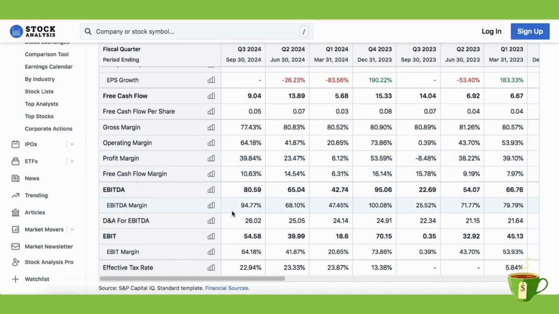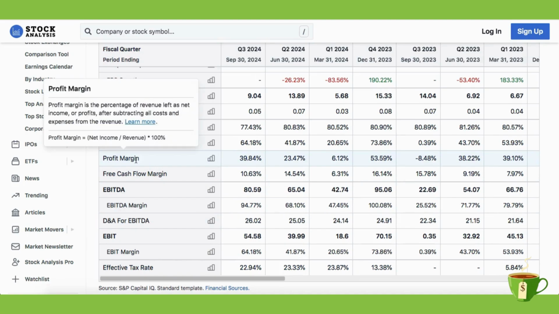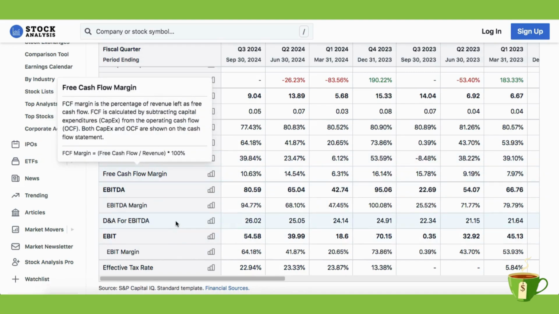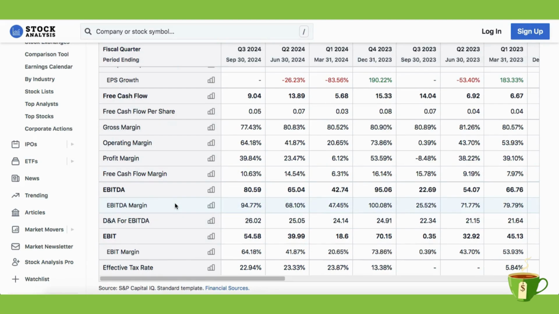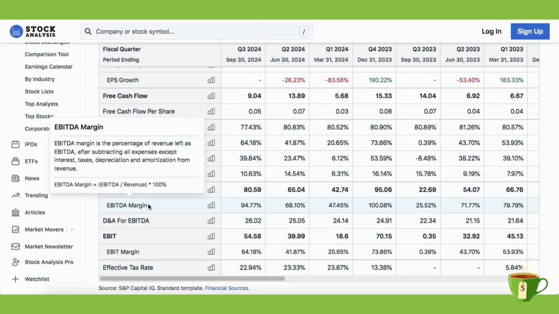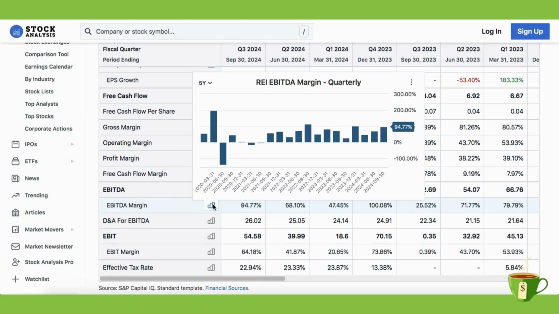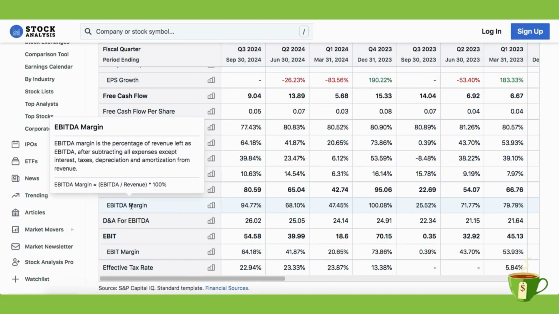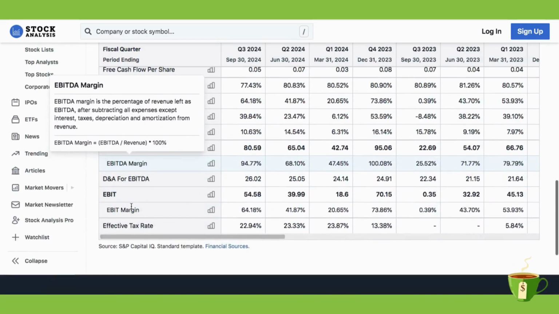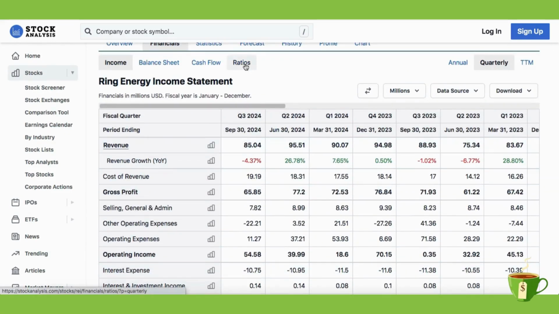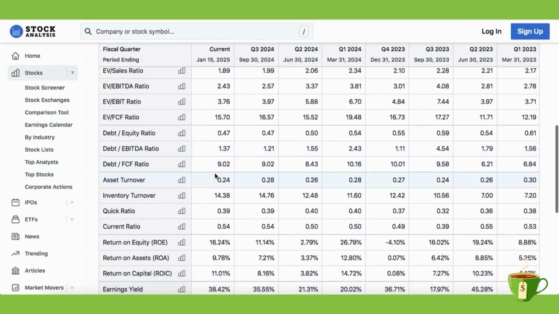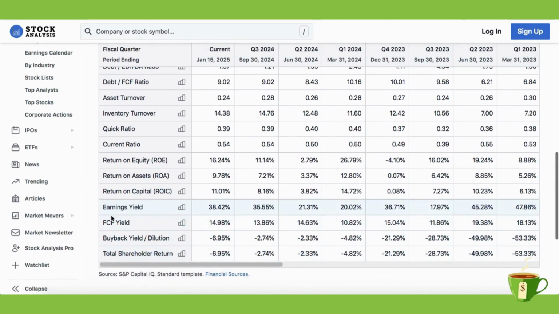And if you want to know how all these metrics actually work, I have a whole video about stock metrics and how to use them for value stocks. That's why I'm not going over them right now. The EBITDA margin. I was trying to pull up this. Okay. Let's go to ratios. I want to see what their free cash flow yield is. Free cash flow yield, 14.